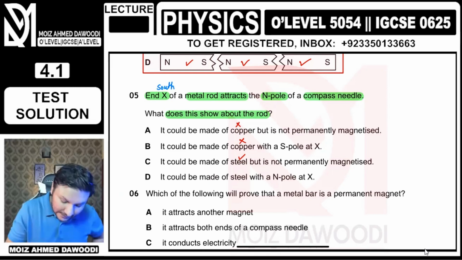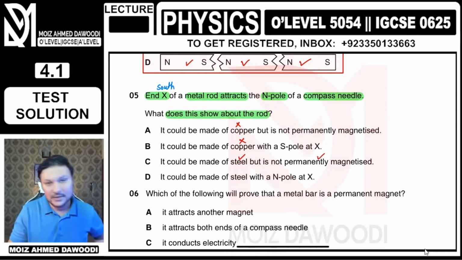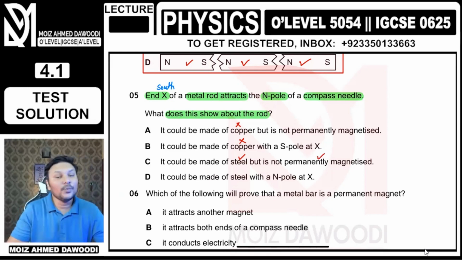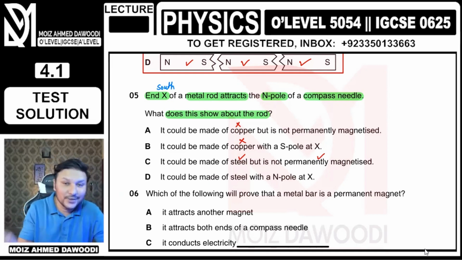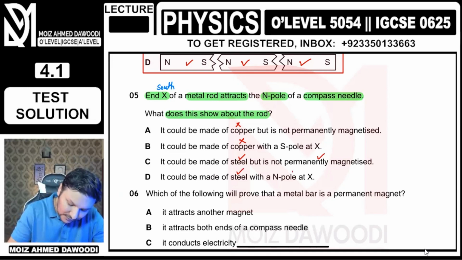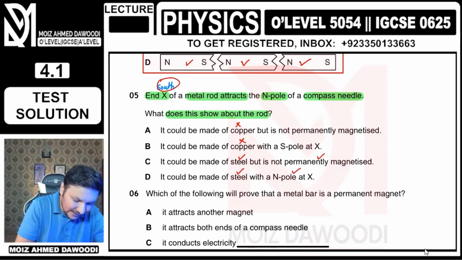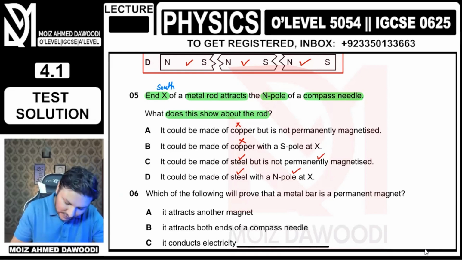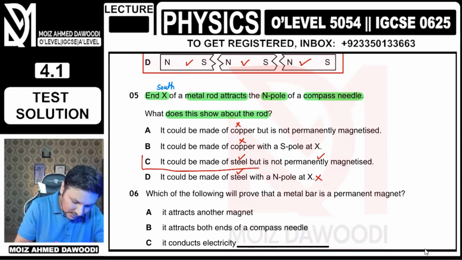But not permanently magnetized. Yes, we can say that it's not permanently magnetized because here only attraction is being talked about. If you talk about a permanent magnet, you have to include the discussion of repulsion as well. It could be made up of steel with north pole at X? No, we said that X has a south pole. So that is why option D is also wrong. In that way, C is our correct answer.